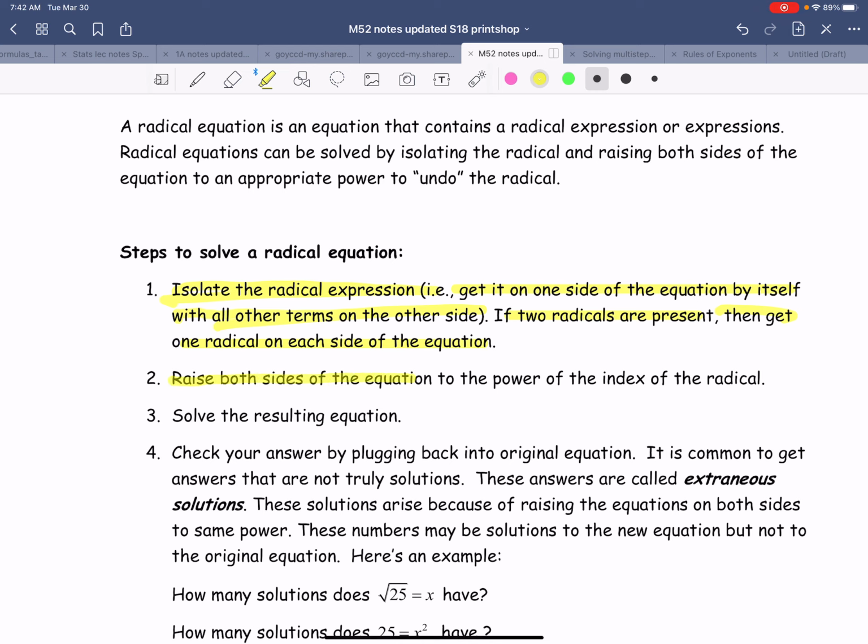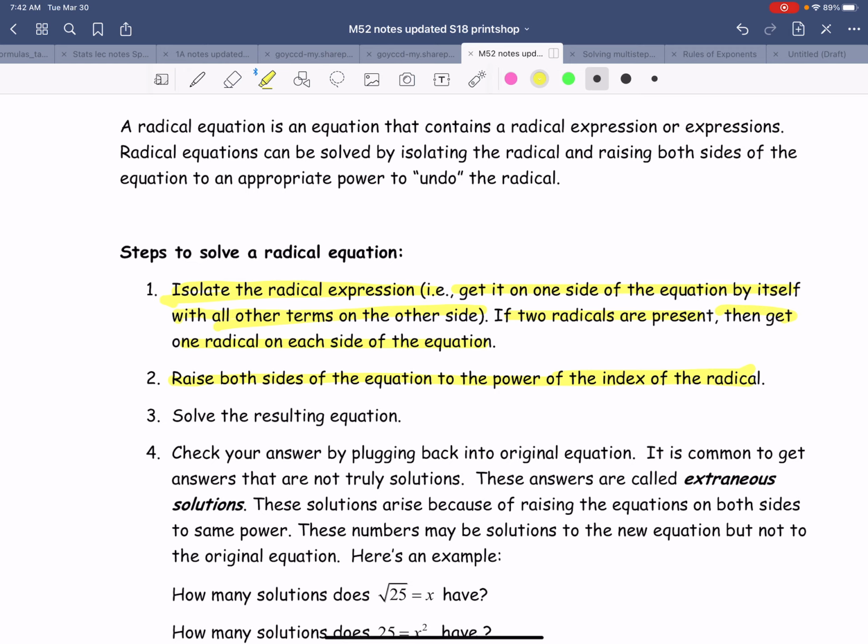Raise both sides of the equation to the power of the index of the radical. So if we have a square root, we will raise both sides to the power 2. If we have a cube root, raise both sides to the power 3. Fourth root, raise both sides to the power 4, and so on. Solve the resulting equation.